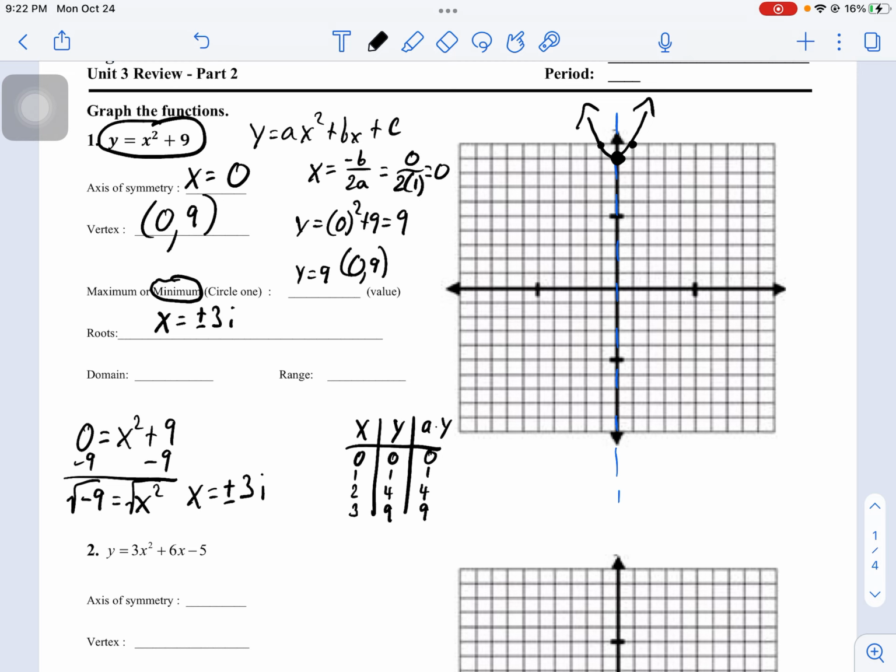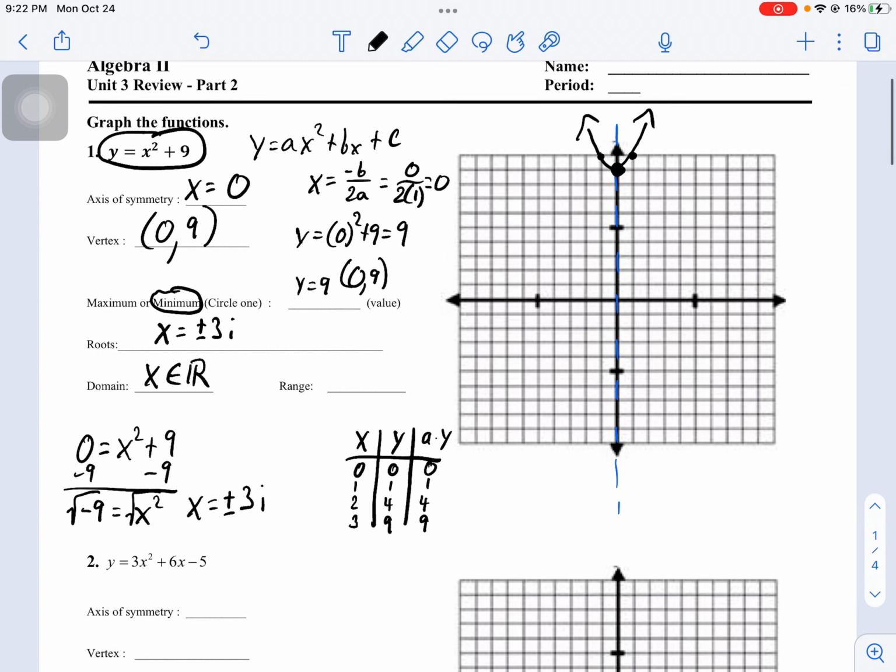The domain here is going to be all real numbers. Even though we have imaginary roots, we're just looking for the input of real numbers in order to give us the parabola. So we're not going to be worried about anything differently there. The domain is always an element of the real numbers. And then the range is going up, so it's greater than or equal to our y value of 9.